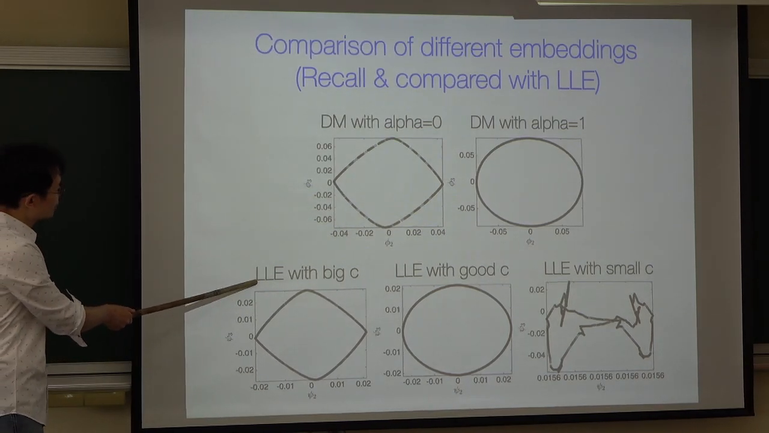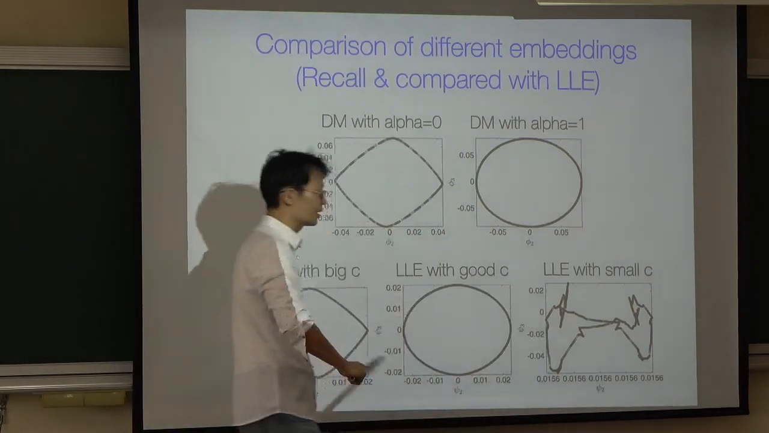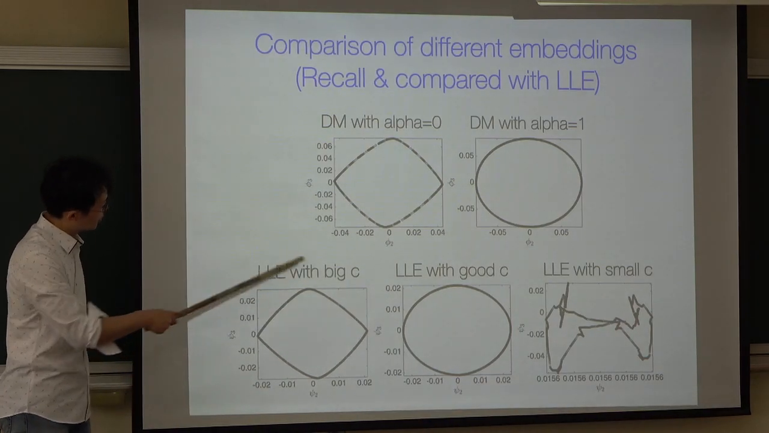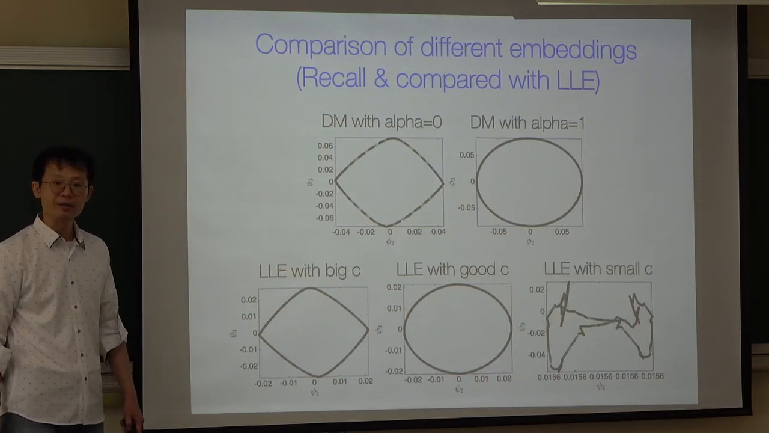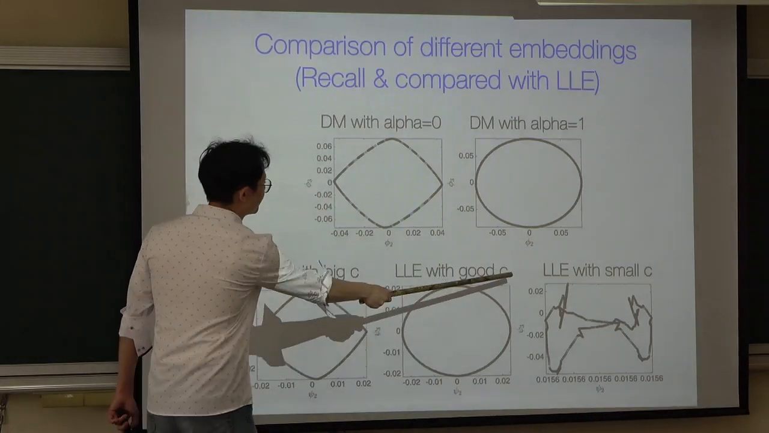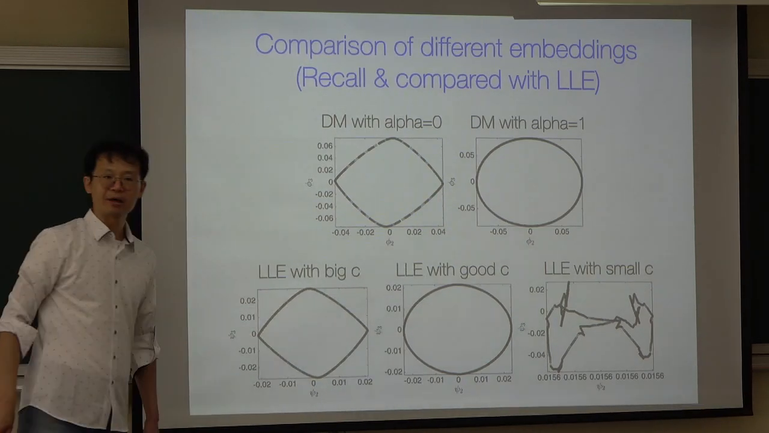Local linear embedding, you can see with big c, with good c, with small c, you can get a lot of different results. So you can play with local linear embedding, which can also give you something good if you choose the regularizer properly. But we will not continue with LLE.